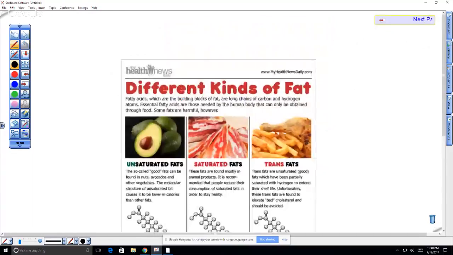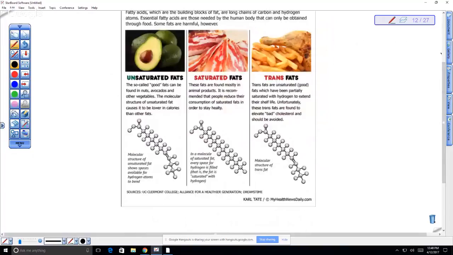Okay, so in your book, actually, I'm not sure if this is in your book. This might be from somewhere else. But unsaturated fats, these are called the good fats. Saturated fats are mainly found in animal products. And then the trans fats, they've been hydrogenated because that increases their shelf life, but they are bad because they elevate cholesterol levels.